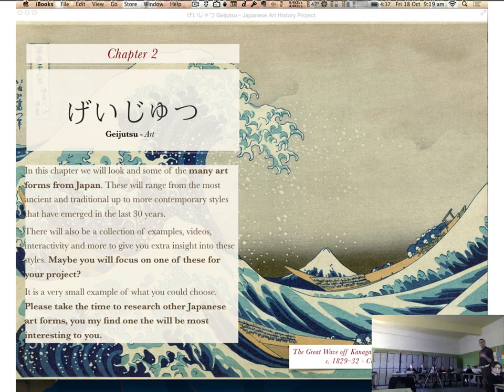Because they used to do this thing called woodblock. We'll have a look in a second. So that's what that is. Really, really famous print. It's basically a really famous poster.